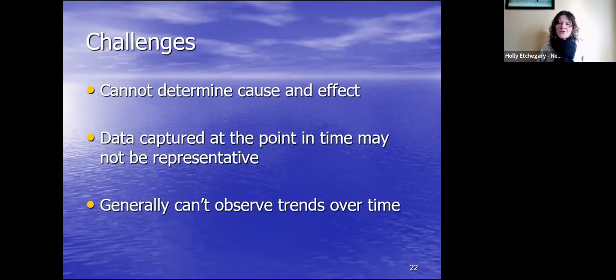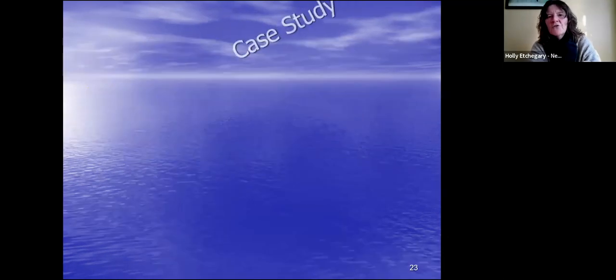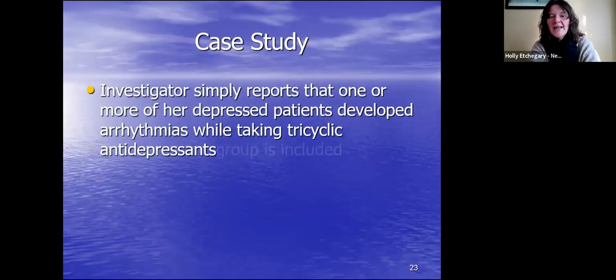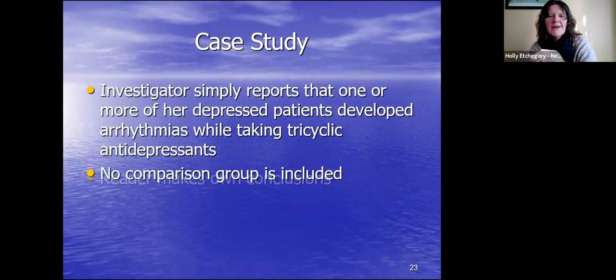The challenges to the cross-sectionals, of course, is that, as I said, the data captured at that point in time may not be fully representative because of other things happening at the time. We generally can't determine cause and effect from this type of design. So if that's what you're trying to do, this probably isn't the best type of design, right? And you generally cannot observe trends over time. I think the only time you could do that is if you had cross-sectional data collection embedded within a cohort study that's going over time, right?